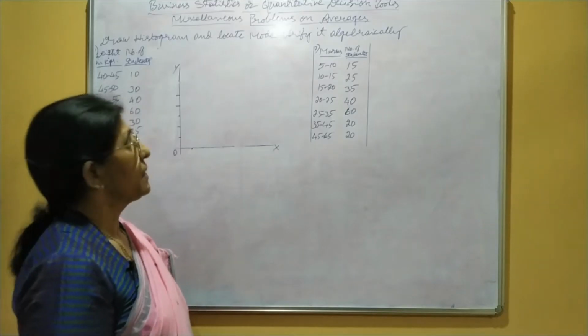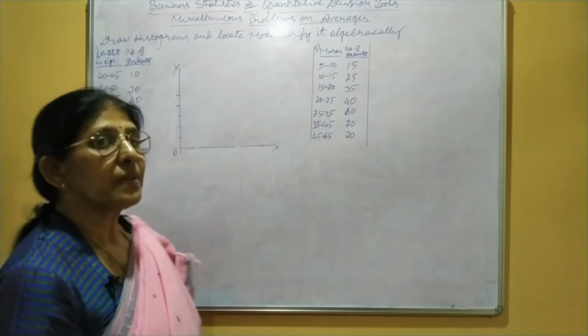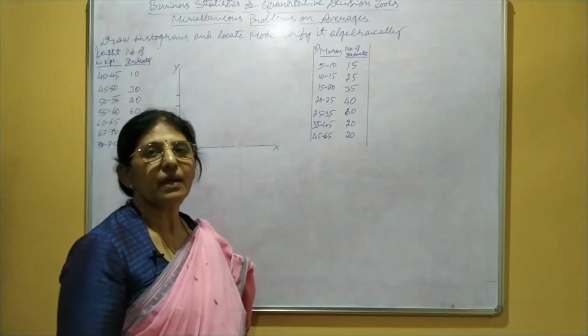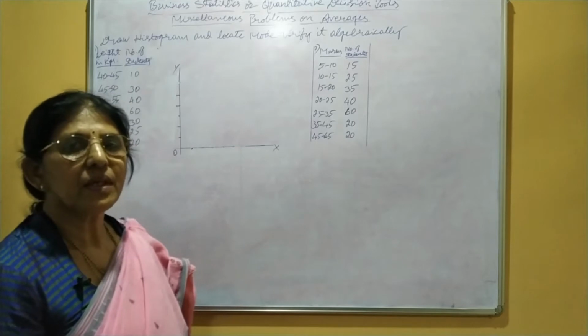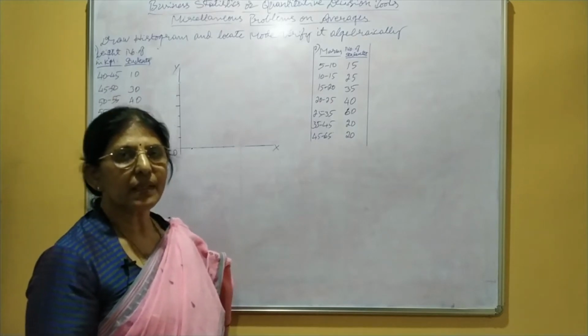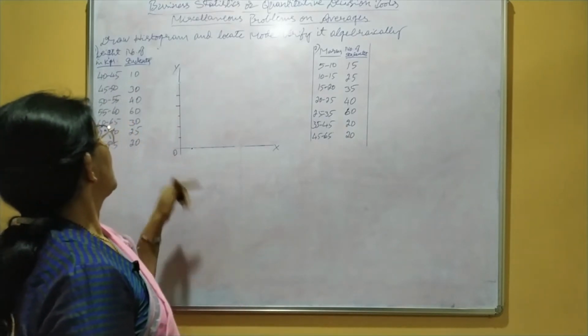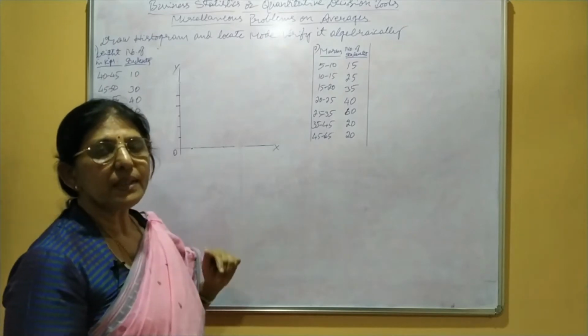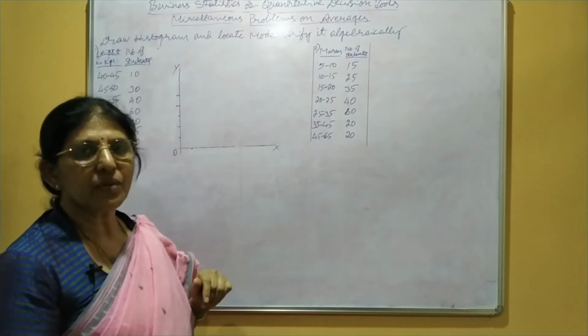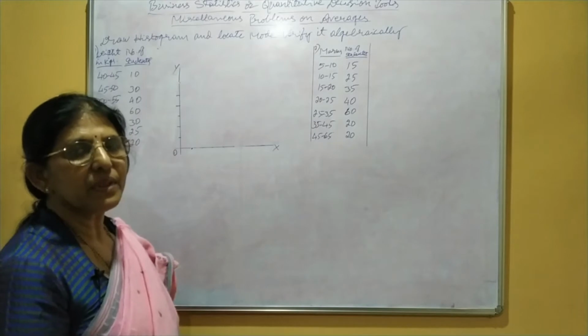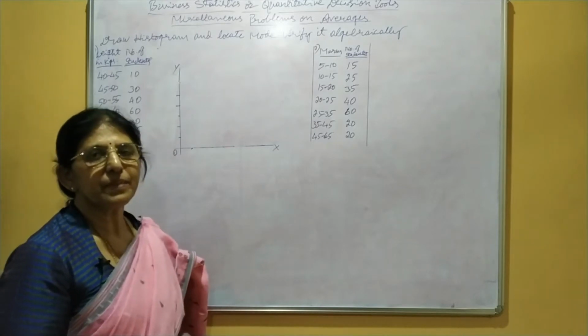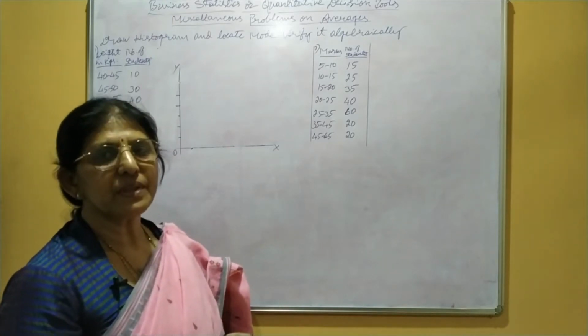Let us learn about locating mode graphically. We have already learned how to calculate mode algebraically. This mode can be located graphically with the help of histogram. Histogram is one of the important methods of presenting continuous frequency distribution.